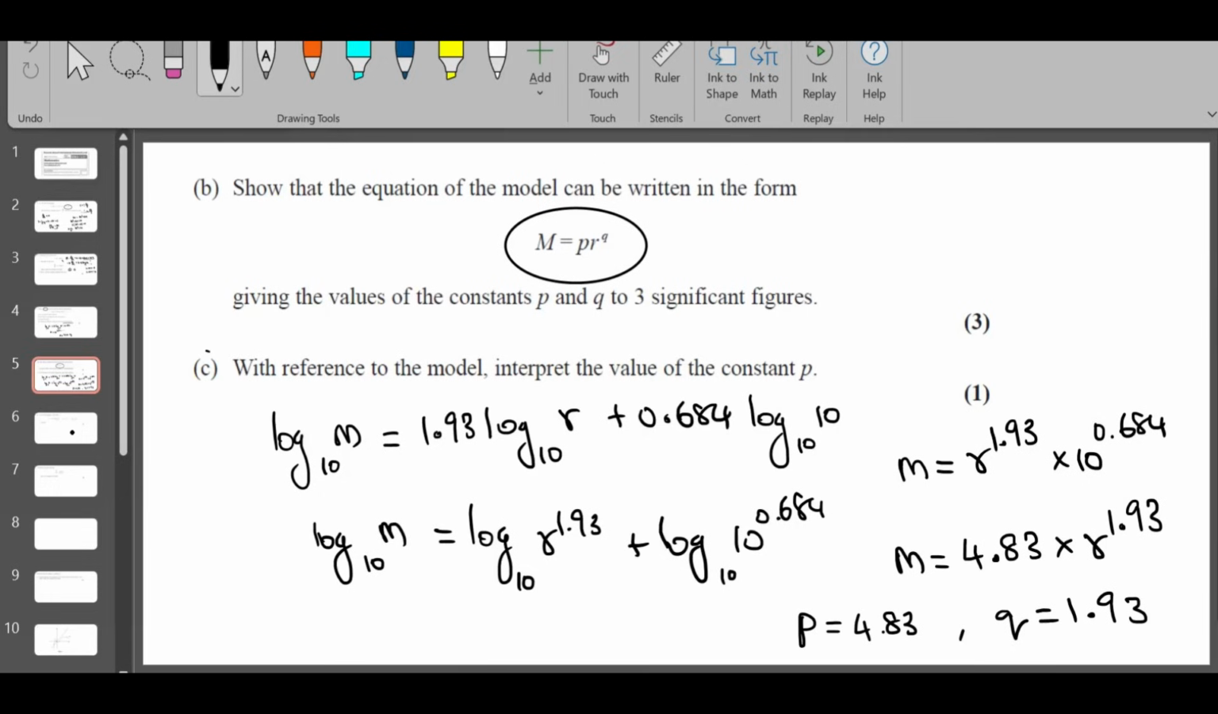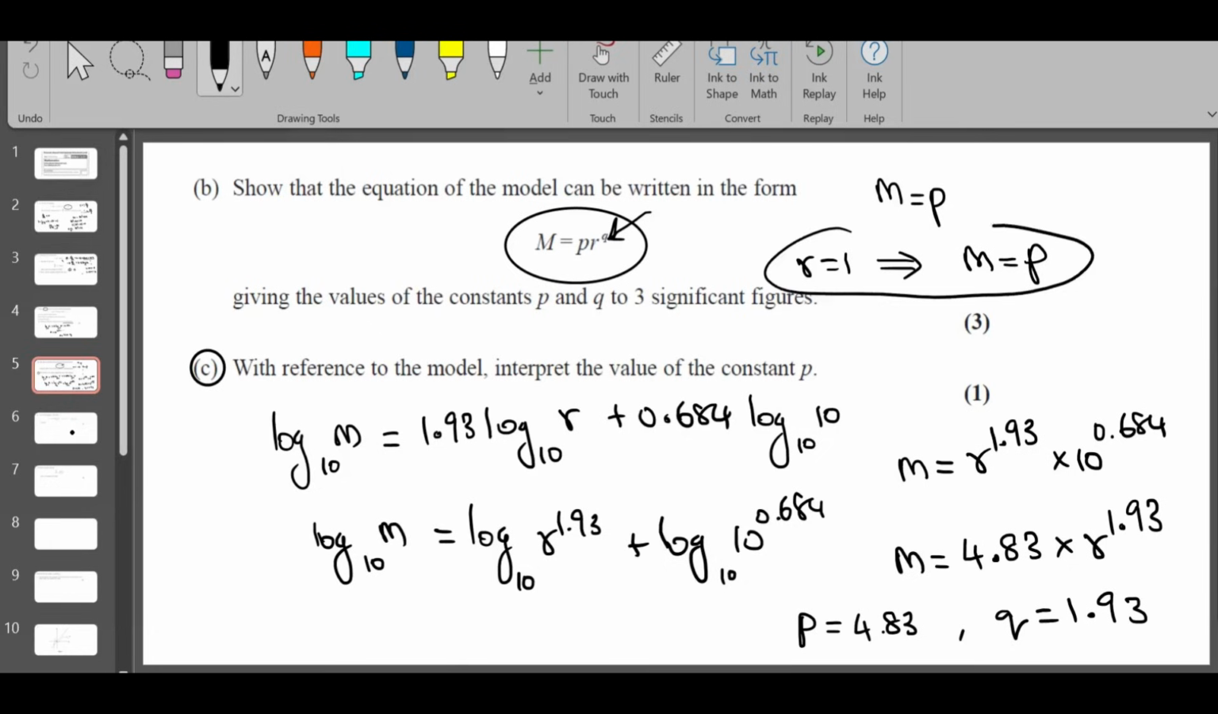Part C says, with reference to the model, interpret the value of p. You need to find out when you get m is equal to p. If you replace r by 1, you cannot replace q by 0 because q is not the variable here. The variable is r. When you replace r by 1, 1 power q is just 1, you will get m is equal to p. So you need to change it to a sentence related to the context given.